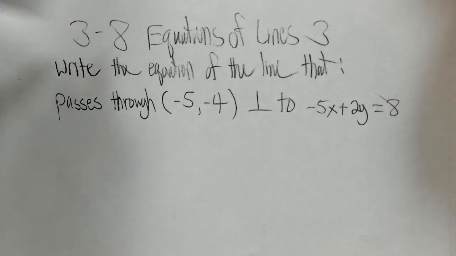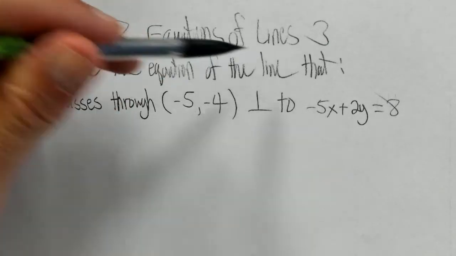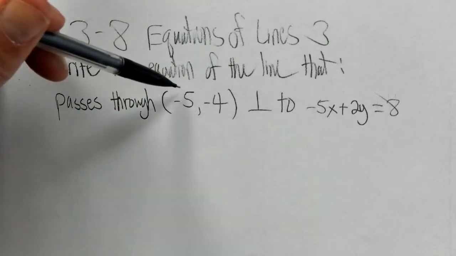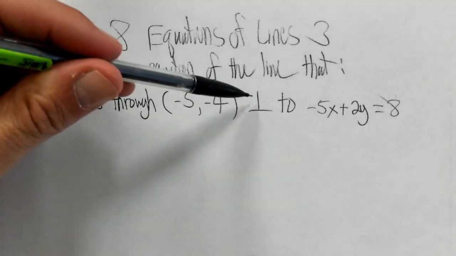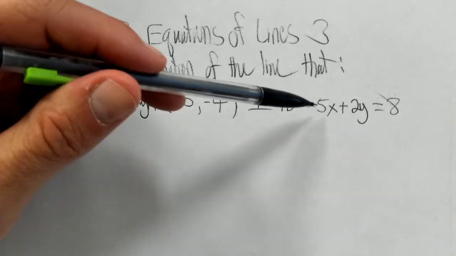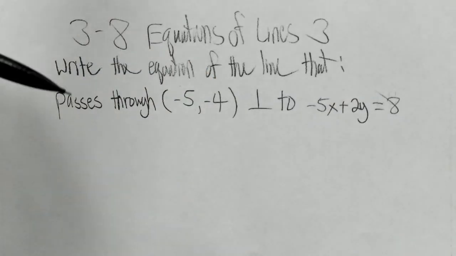Alright, so there's nothing really new for us to learn here. We can get right into practicing the problems. And so here's the first one that we come to. We want to write the equation of the line that passes through this point, -5, -4, and remember your symbols, this is parallel. At the same time it's parallel to this line, -5x plus 2y equals 8.